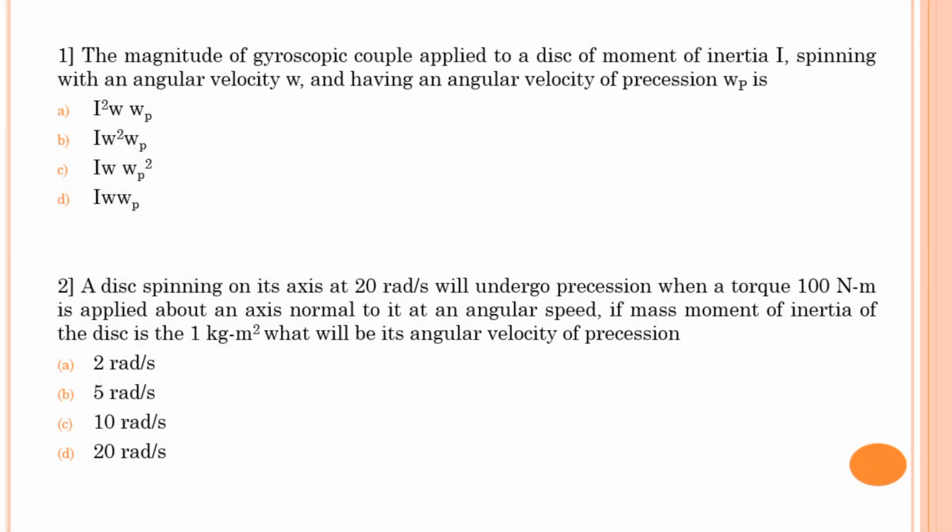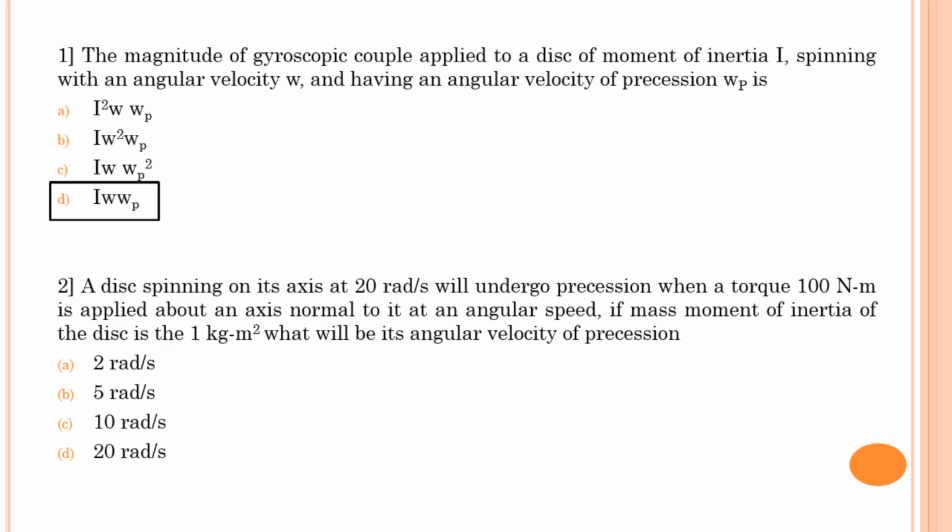The magnitude of gyroscopic couple applied to a disk of moment of inertia I spinning with angular velocity omega and having angular velocity of precession omega p is: options are I square omega into omega p, I into omega square into omega p, I into omega p square, I into omega p. Now you have studied this topic throughout. The same formula we are using for gyroscopic couple, that is C is equal to I into omega into omega p, because gyroscopic couple acts whenever the axis of spin is precessed about some axis of precession. Therefore the value of gyroscopic couple is C is equal to I omega omega p.